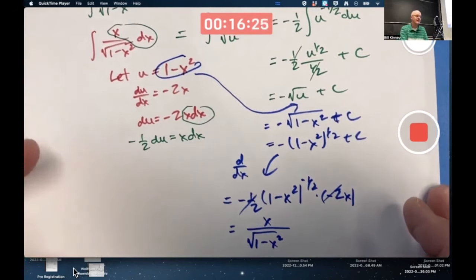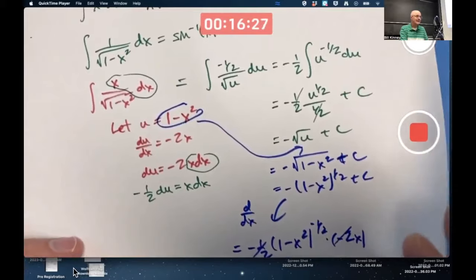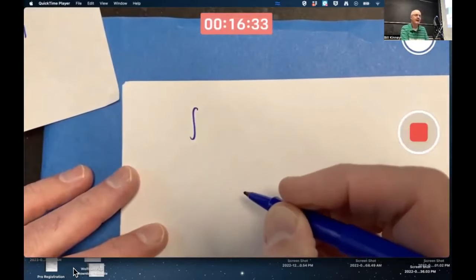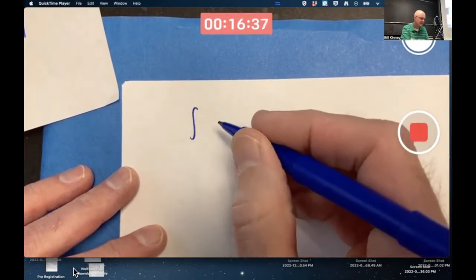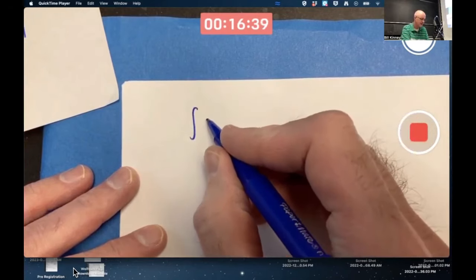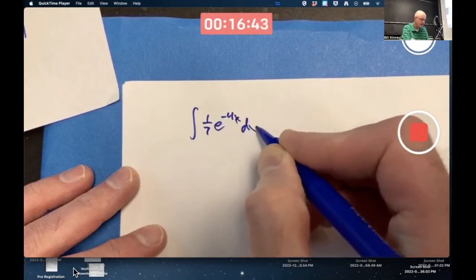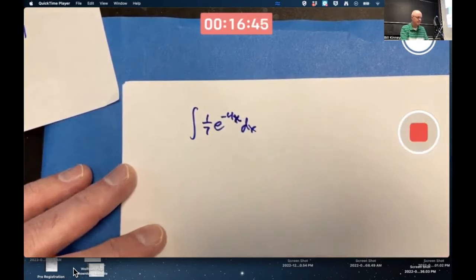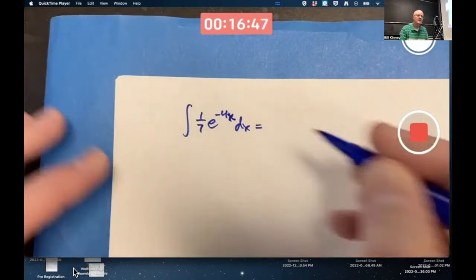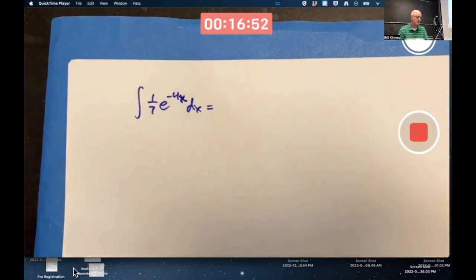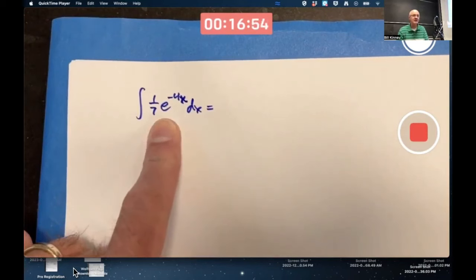Okay? Not saying this is easy. It's something I've got to practice. One more example. I did an example somewhat like this before, I think with sine or cosine last time. Let me try this example. What's the integral of 1/7 e to the negative 4x? In other words, find the most general antiderivative of that, the most general function whose derivative is this function.